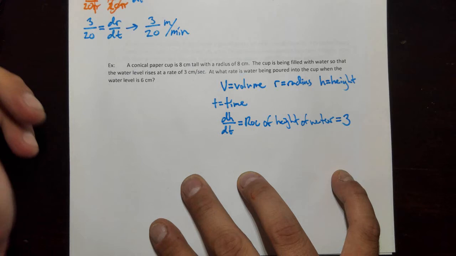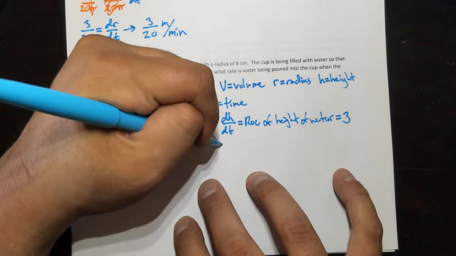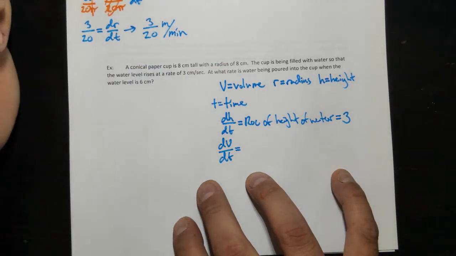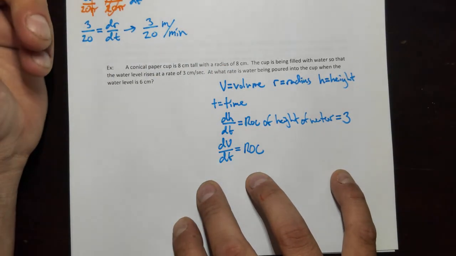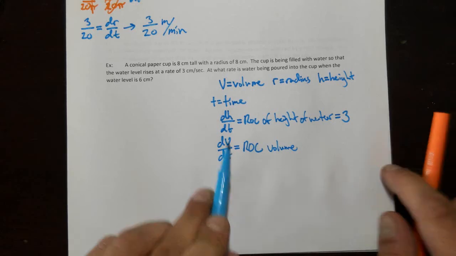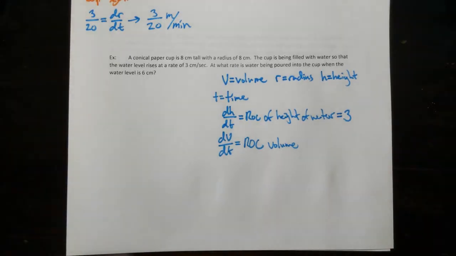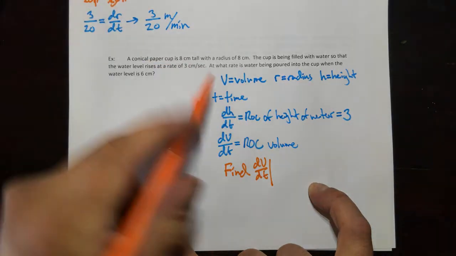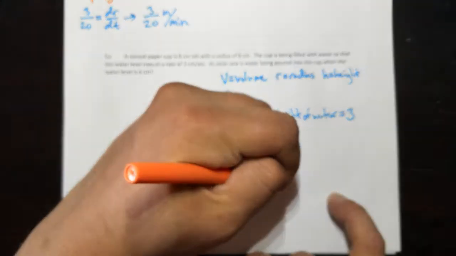And then, at what rate is the water being poured into the cup when the water level is 6 centimeters? So that's going to be dV dt. dV dt is the rate of change of volume, and that's actually what we want to find. We want to find at what rate is the water being poured into the cup. What is the rate of the volume of the water? So we want to find dV dt when the water level is 6 centimeters. So when the height is 6.